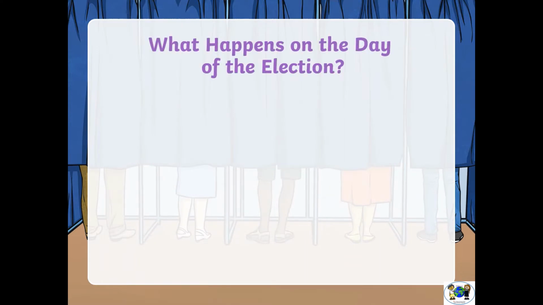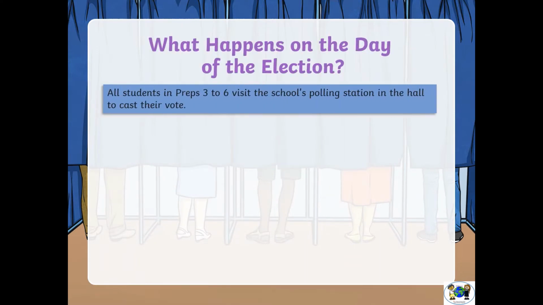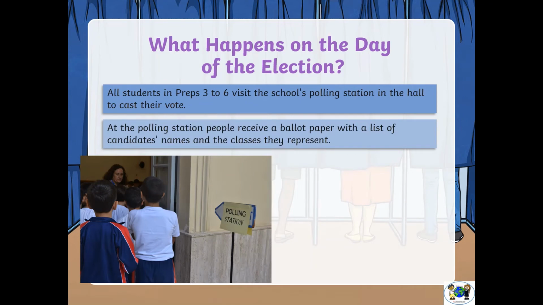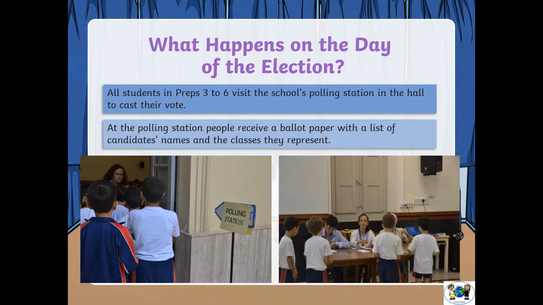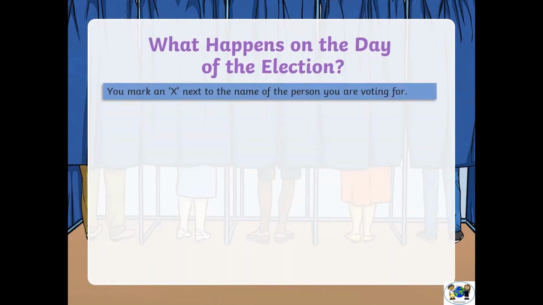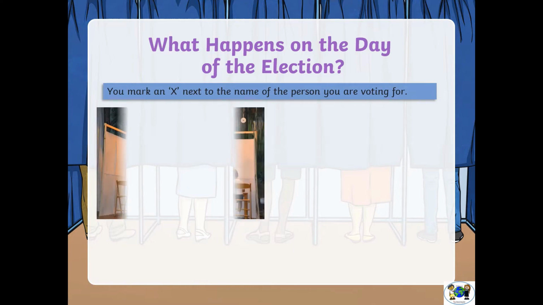What happens on the day of the election? All students in Preps 3 to 6 visit the school's polling station in the hall to cast their vote. At the polling station, people receive a ballot paper with a list of candidates' names and the classes they represent. You mark an X next to the name of the person you are voting for.